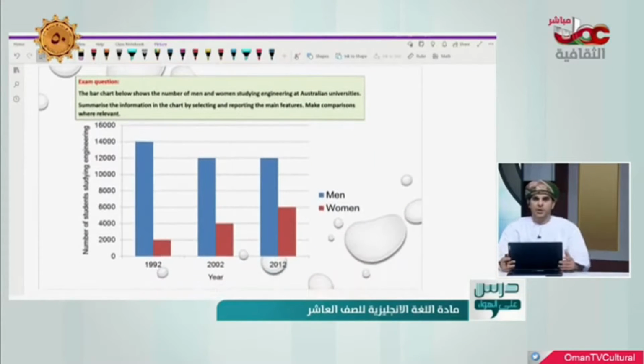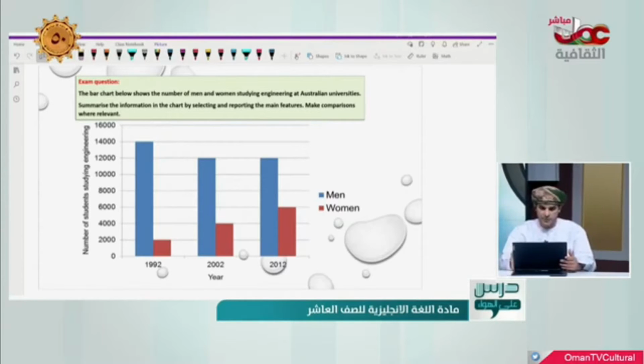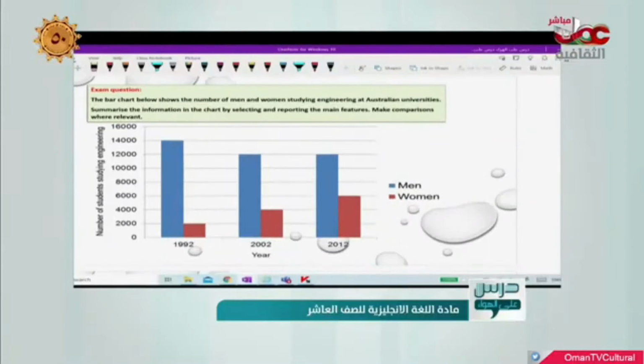So, you will be introduced to an exam question like this bar chart. The bar chart below shows the number of men and women studying engineering at Australian universities. Summarize the information in the chart by selecting and reporting the main features. Make comparisons when needed or relevant, okay? So I want you to take a look at the chart, okay? And don't worry about writing about it. I will prepare you, inshallah.